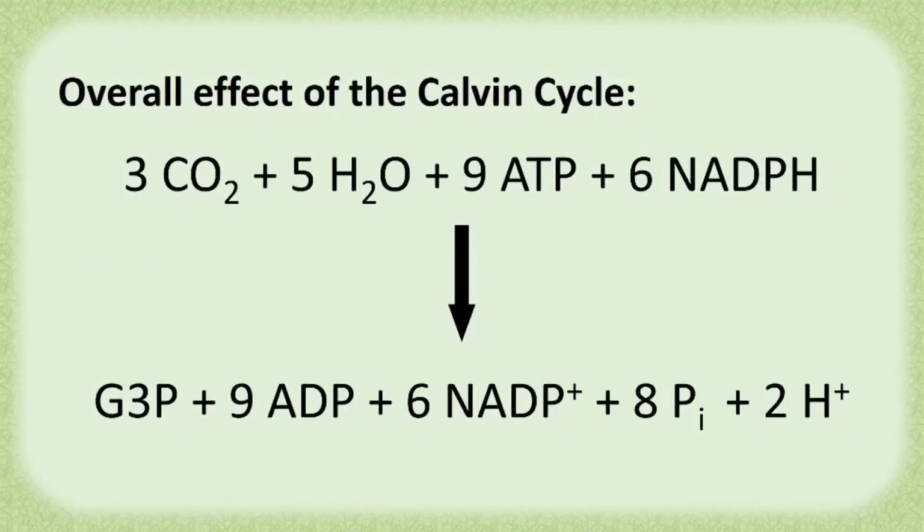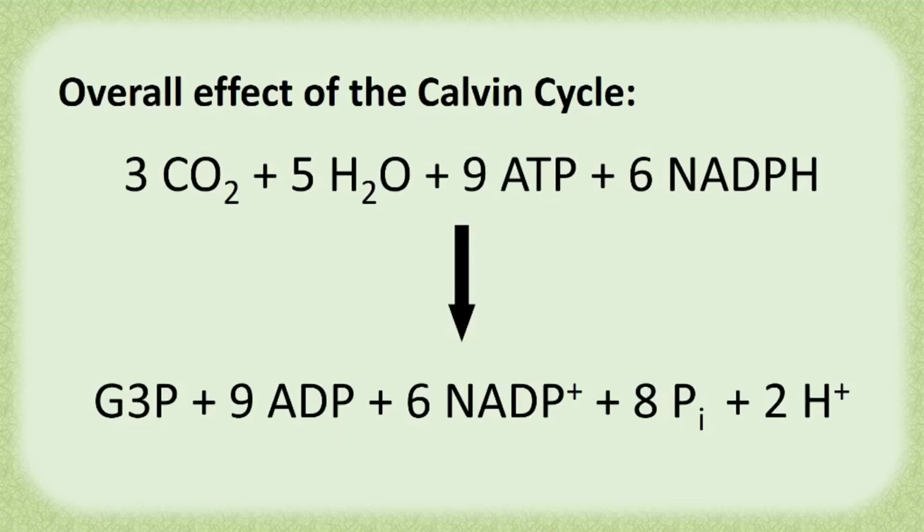If we crunch all of those steps of the Calvin cycle into one overall equation, we get what's shown here. This is really for 3 passes round the Calvin cycle. So 3 carbon dioxide molecules will have been fixed, using, to do that, 5 water molecules, 9 ATP molecules, and 6 NADPH molecules. And for all of that material, we produce our 1 useful G3P, the product of photosynthesis. We're also going to get the 9 ADPs and 6 NADP pluses to be regenerated by the light-dependent reactions. We get 8 phosphate ions and 2 hydrogen ions as well.